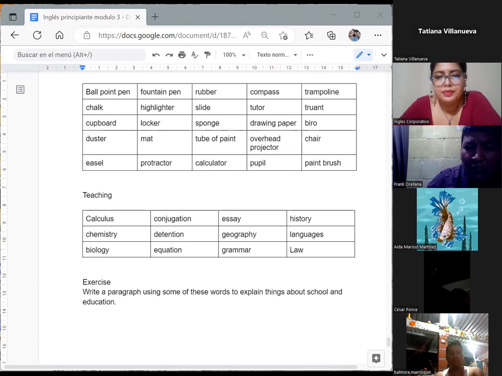Good. College is important because we can learn new things. I study very hard while I am in college. Okay.